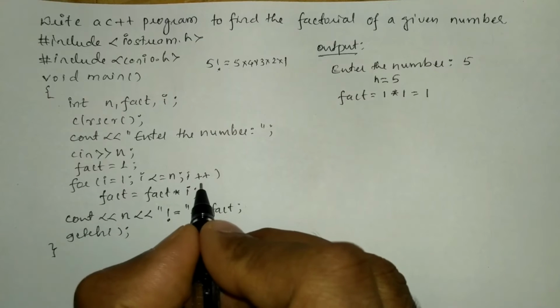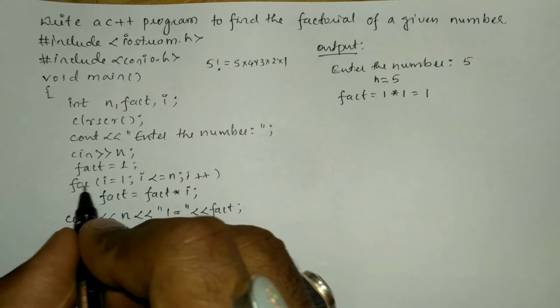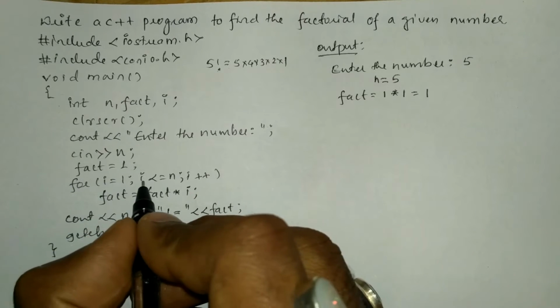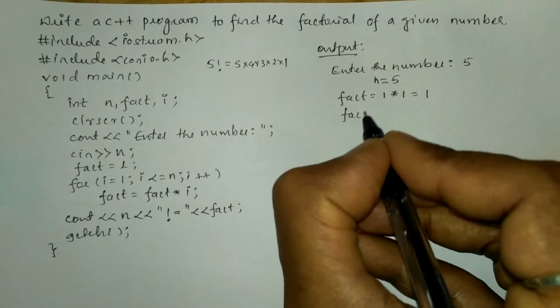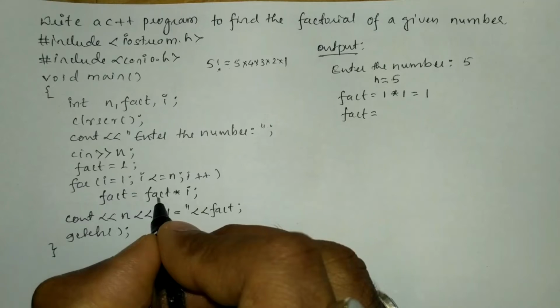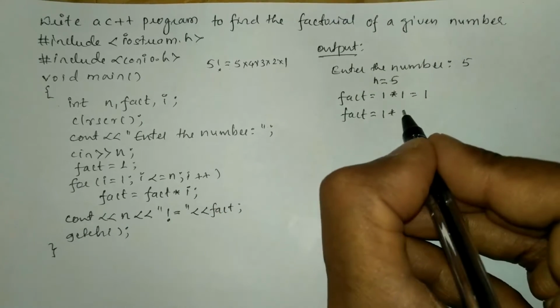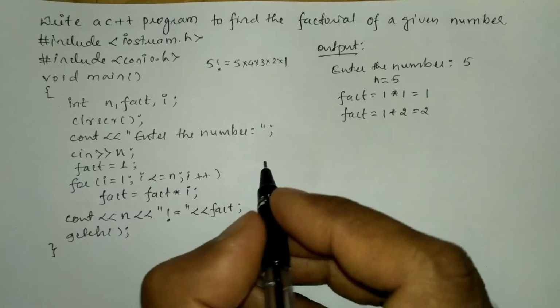Next, it increments the value of I by 1. So again control transfers to for. Now I value is what? 2, right? So 2 is less than or equal to 5. Yes, condition is true. Again this particular statement will get executed. Fact is equal to, fact is what now? 1 into I value, which is 2. So 1 into 2 is what? 2. So 2 will be stored in fact.